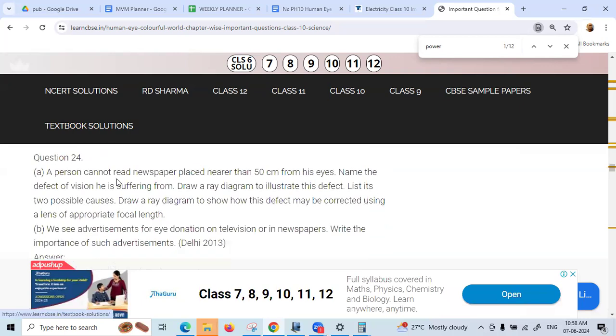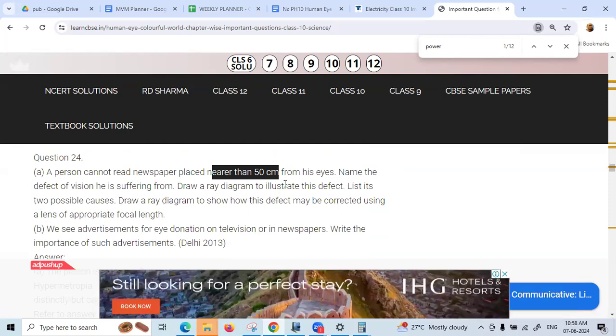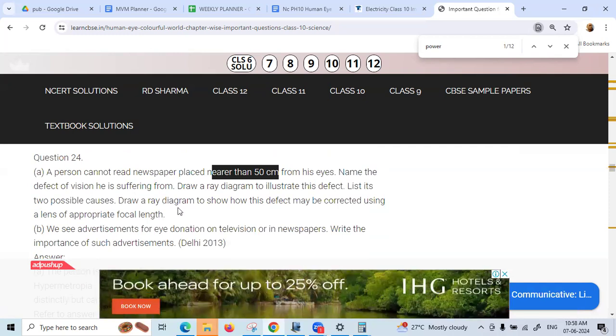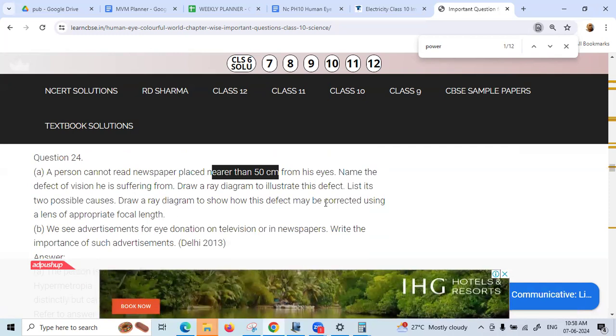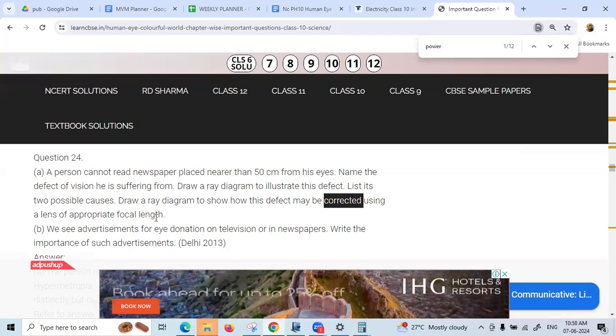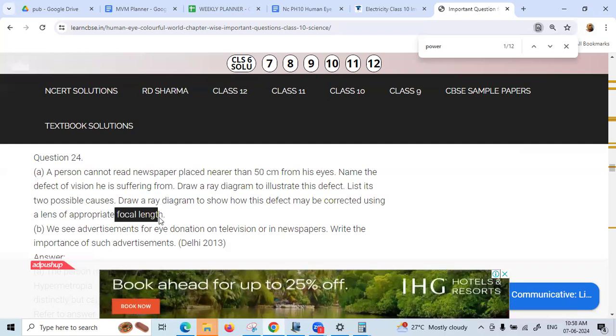See, a person cannot read a newspaper nearer than 50 centimeters. A normal eye can see up to 25 centimeters, right? So this person has a problem from 25 centimeters to 50 centimeters. Name the defect the person is suffering from. Draw the diagram to illustrate the defect. And draw the diagram showing how the defect will be corrected. So this is for corrective specs, and you have to find the focal length of the specs. This numerical will come in this chapter, which we'll do later.